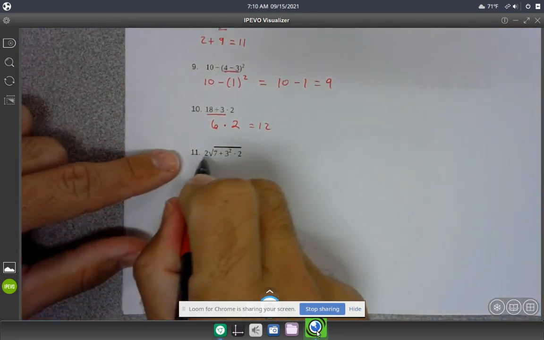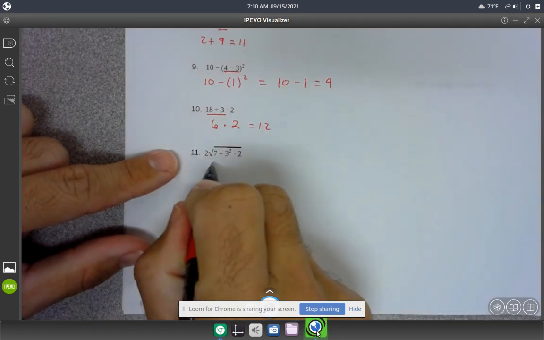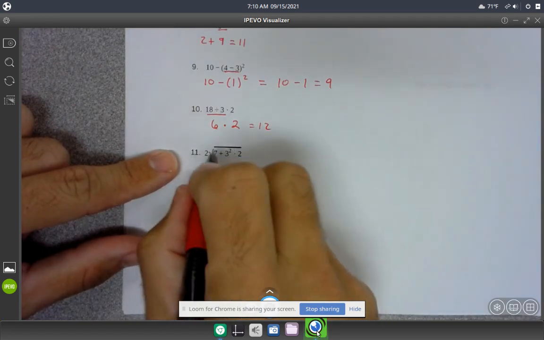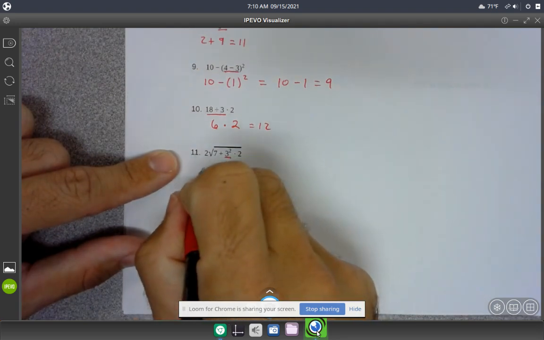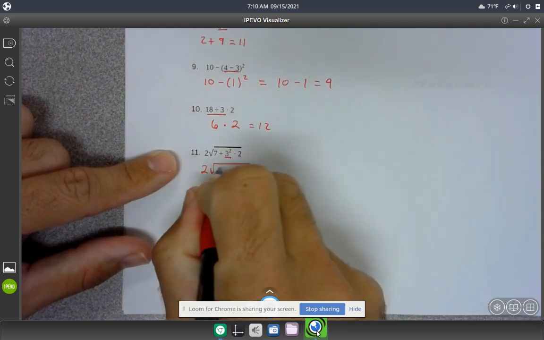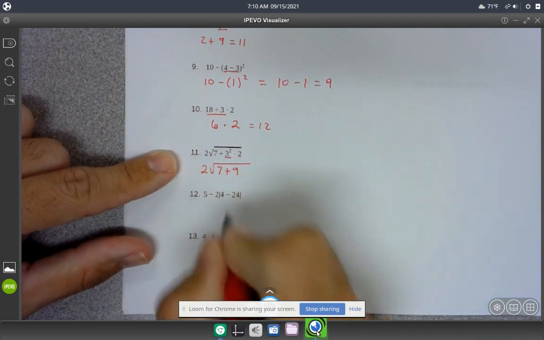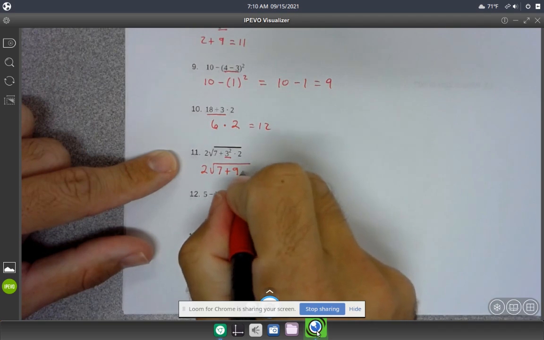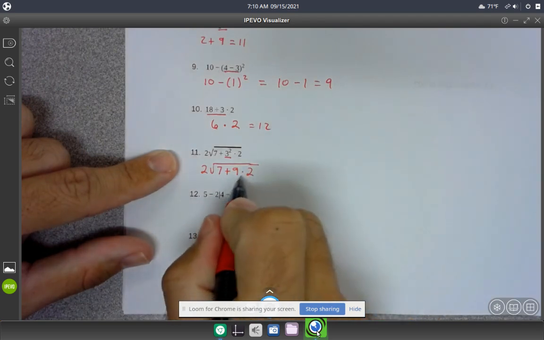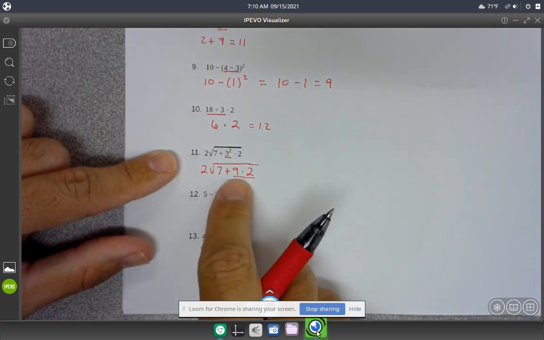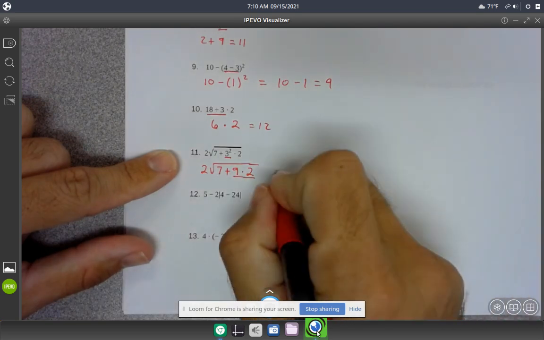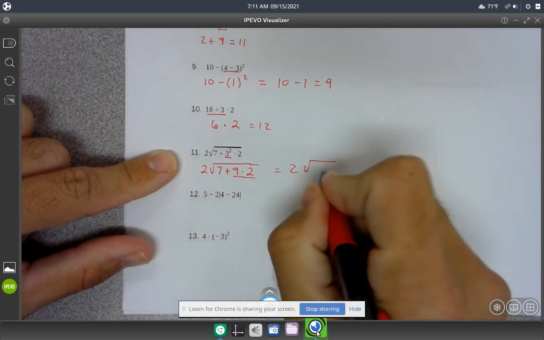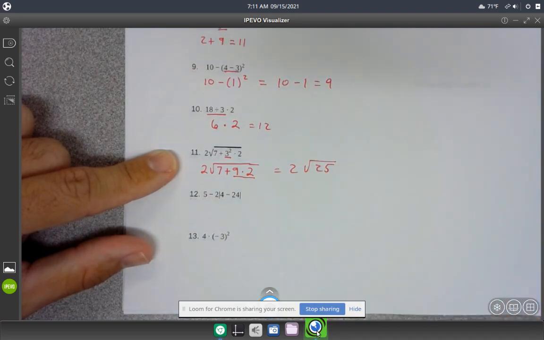All right, number 11, the square root right here, that's going to act kind of like a parentheses does. So I got to do everything inside of that first. So I'm going to do 3 to the second power first. All right, 7 plus 9, that's just 3 times 3, multiplied by 2. Multiplication next. 9 times 2 is 18, and then I'm going to do 18 plus 7. 18 plus 7 is 25.